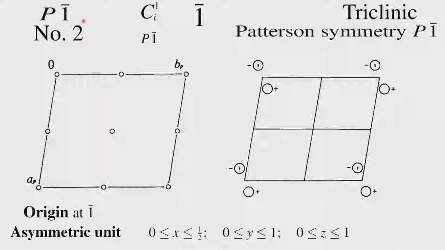I am starting from P1 bar, which is number 2 in the list of 230 space groups, because P1 is redundant, it has no symmetry at all. So, there will be only one object in the unit cell. The corresponding Schoenflies notation, which I discussed before, is Ci, and the point group symmetry is 1 bar. So, the moment a space group of this type, P1 bar, is given to you, these two pictures should come into mind immediately, and in fact these two pictures are sufficient to find out what space group it belongs to.